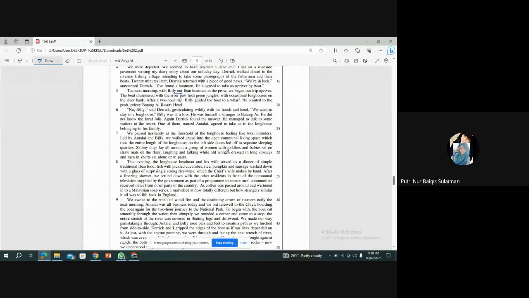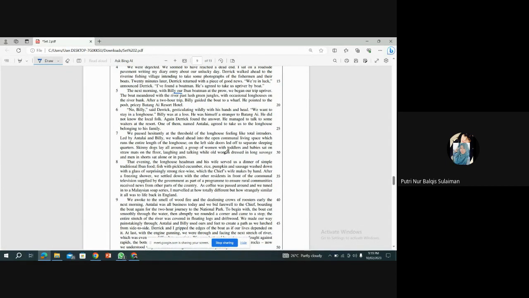We paused hesitantly at the threshold of the longhouse, feeling like total strangers, led by Antalay and Billy. We walked ahead into the open communal living space which runs the entire length of the longhouse.